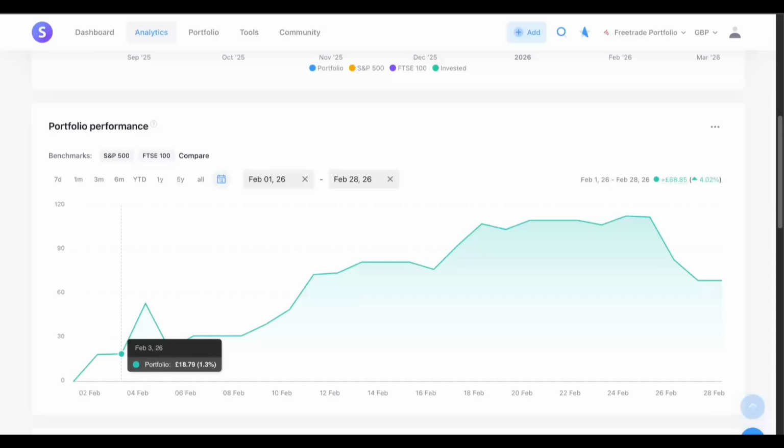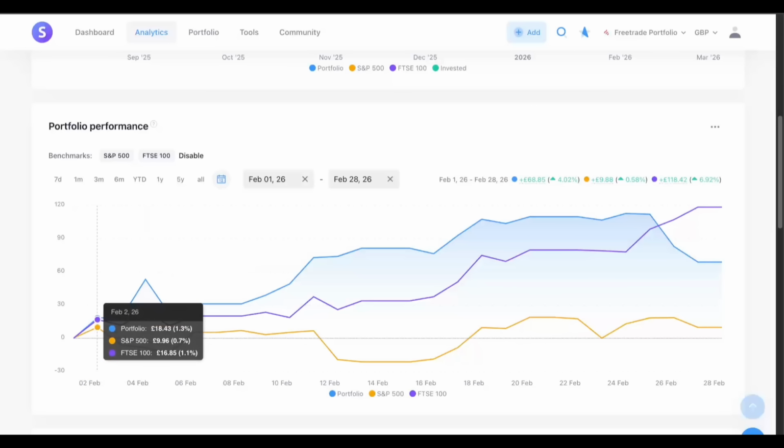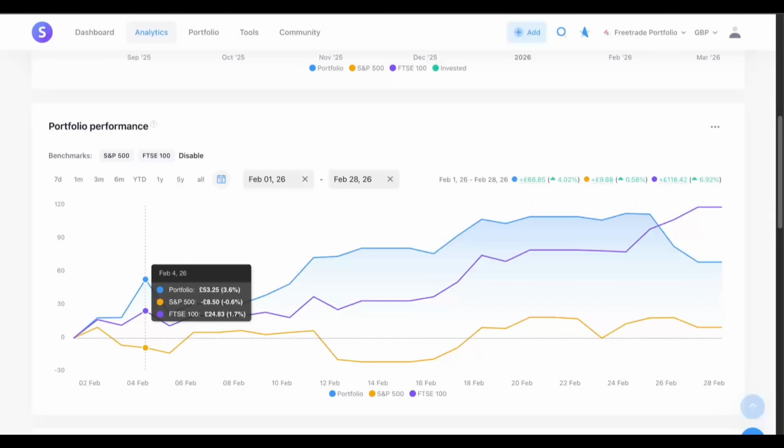If we take a closer look at how it's performed over the month of February, we can see the portfolio performed pretty well, being up £68.85, which is up over 4%. And with this series, the aim is to outperform the FTSE 100 over the long term.